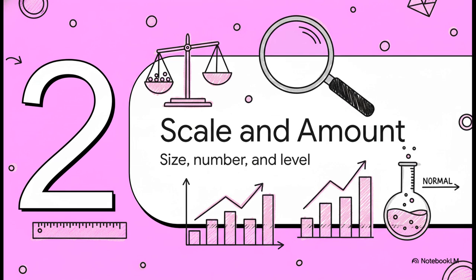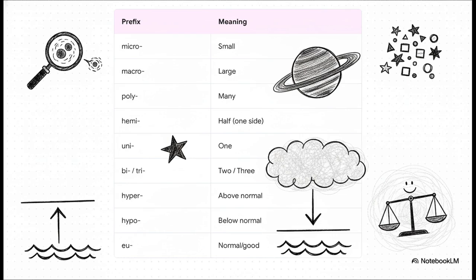We're talking about prefixes of scale and amount. These are the ones that help us understand the basics. The really important questions like, how big is it? How many are there? And, maybe most importantly, is this level normal? Okay, check these out. A lot of these are probably pretty intuitive, right? We see micro and macro all the time, small and large, easy. Then you've got your numbers, uni for 1, bi for 2, tri for 3.